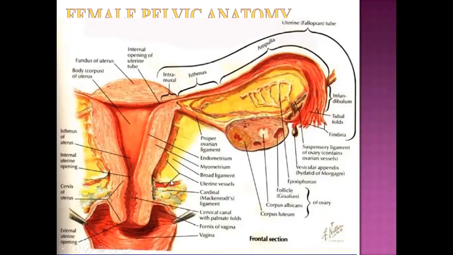There are different sites of ectopic pregnancy. This is the intramural part of the fallopian tube, and the isthmic part. Intramural is that part which is embedded in the uterine wall. The isthmus is the very narrow part adjacent to the intramural part. This is the long ampullary part, which is slightly dilated. And this is the infundibulum, and this is the ostia or fimbria, the tubal folds and fimbria.